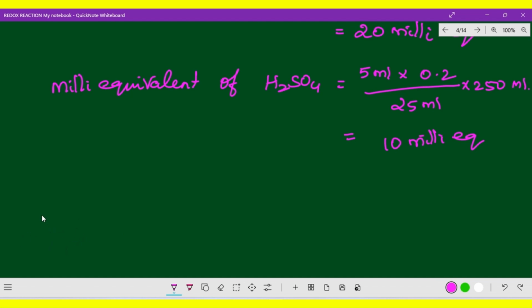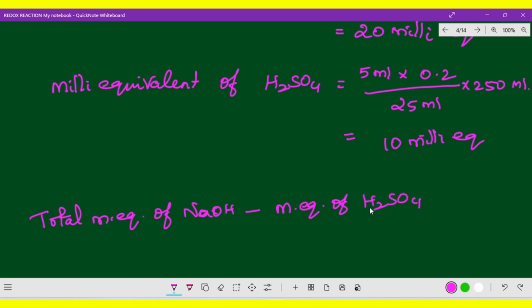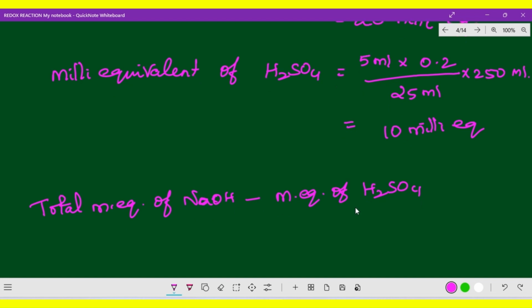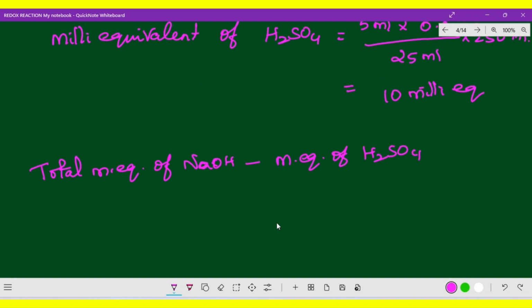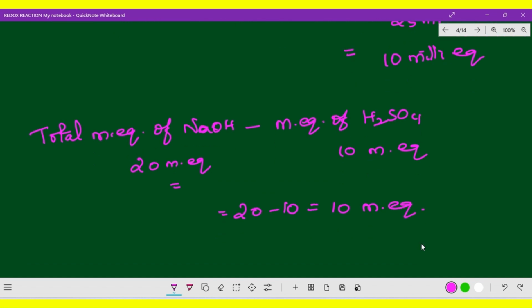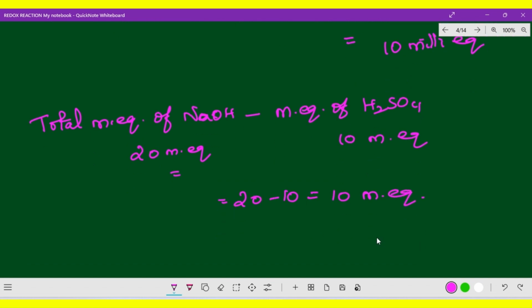Now here, total milli equivalent of sodium hydroxide minus milli equivalent of H2SO4, so you will get the milli equivalent of reacted sodium hydroxide. This is 20 milli equivalent and this is 10 milli equivalent. So you have to subtract: 20 minus 10, you will get 10 milli equivalent. Yes, you got it. So the amount of sodium hydroxide reacted is what we got here.